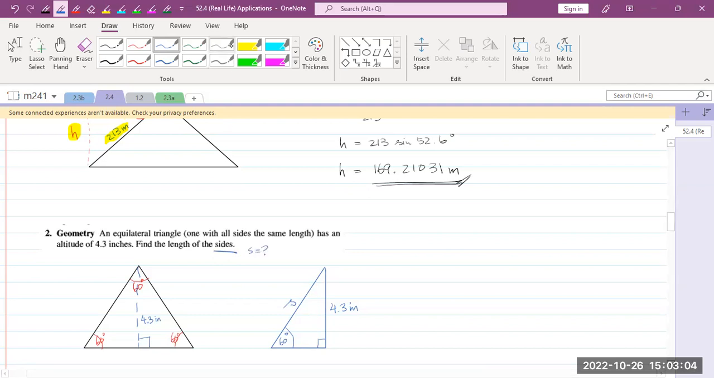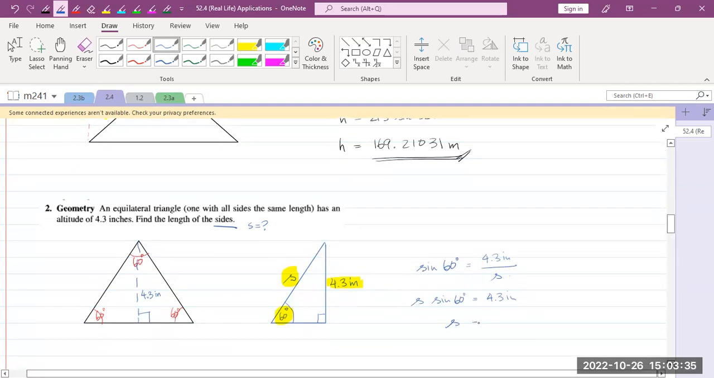Now, again, then we think, oh, what trig function relates the opposite of that 60 degrees with the hypotenuse? It's true. That's the sine. Sine 60 degrees equals 4.3 inches over the side S. Multiply both sides by S, and then divide by S. So S equals 4.3 inches divided by sine 60 degrees.